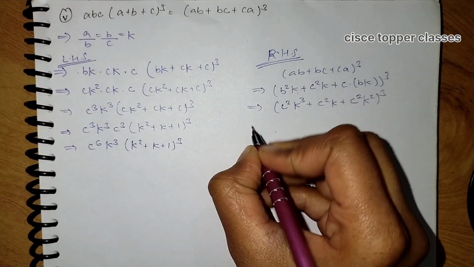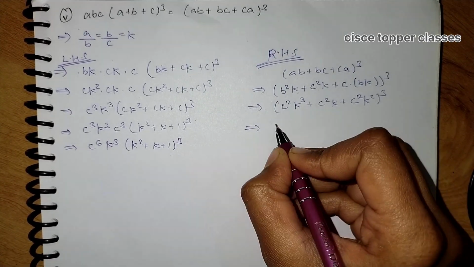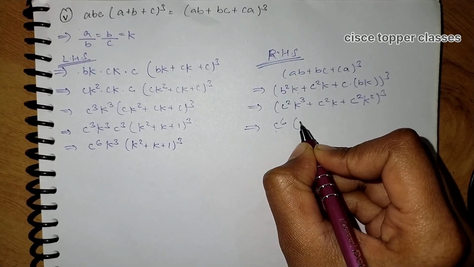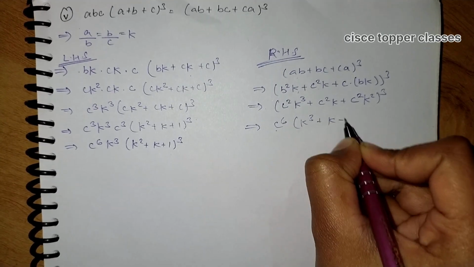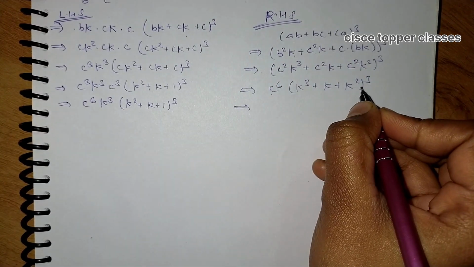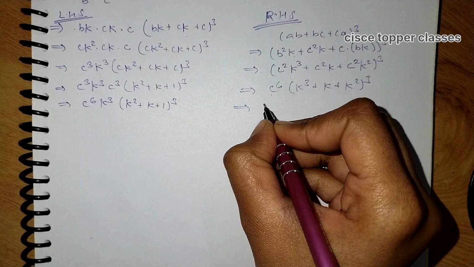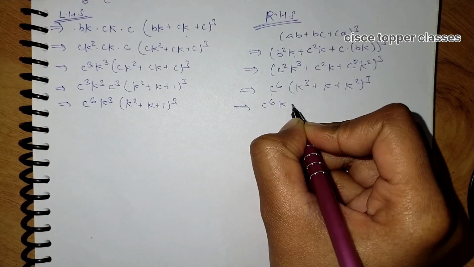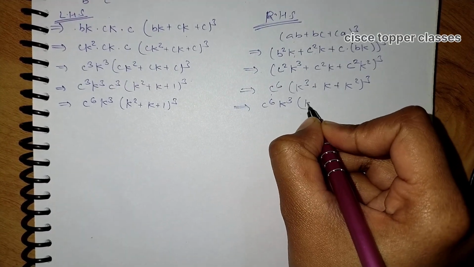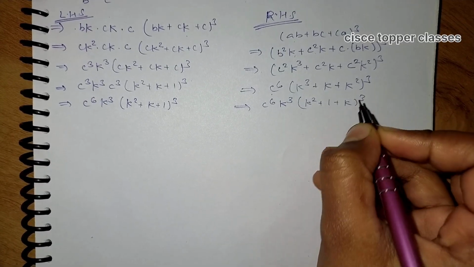square whole cube. Now we can take common in place of that. C to the power 6 we can take common from here. So C to the power 6, K cube plus K square whole cube. Again here also we can take common K cube. So on taking common K cube we will get C to the power 6, K we will take common from there. So it will become K cube this side, K square plus 1 plus K whole cube.